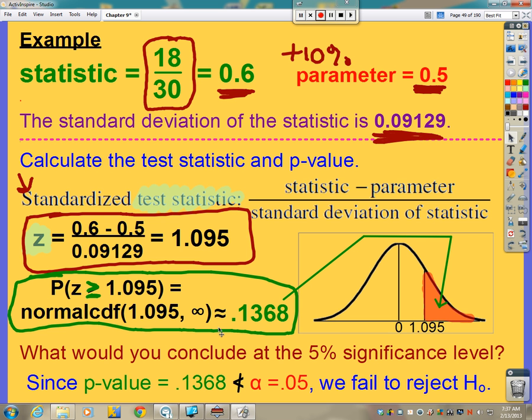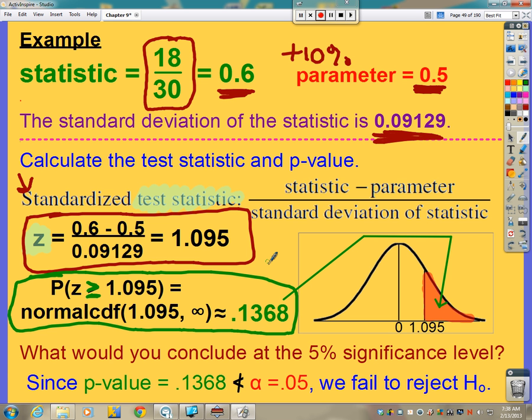So I'm going to use normal CDF, and again, if we're going to use normal CDF, you have to have a picture drawn. 0 is always going to be our center value because this is a standard normal curve. So I found where approximately a little over 1 standard deviation is, and I shaded greater than it. And so this is going to be my p-value here, which, once I put in my lower bound of 1.095 to infinity, is 13.68%.